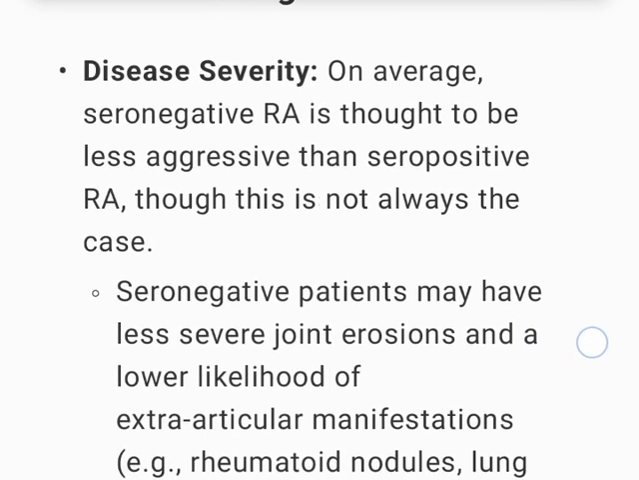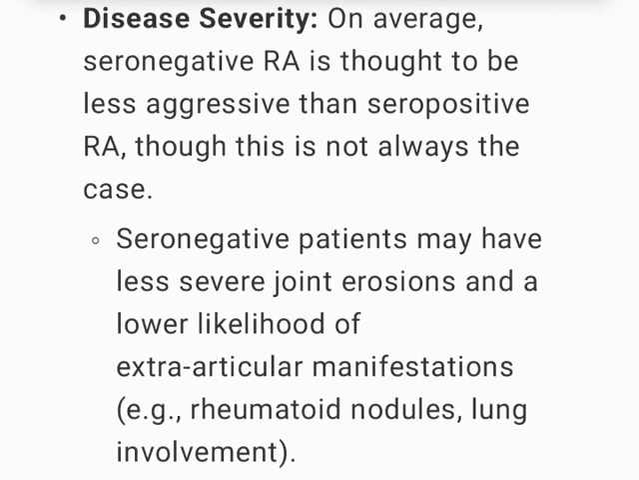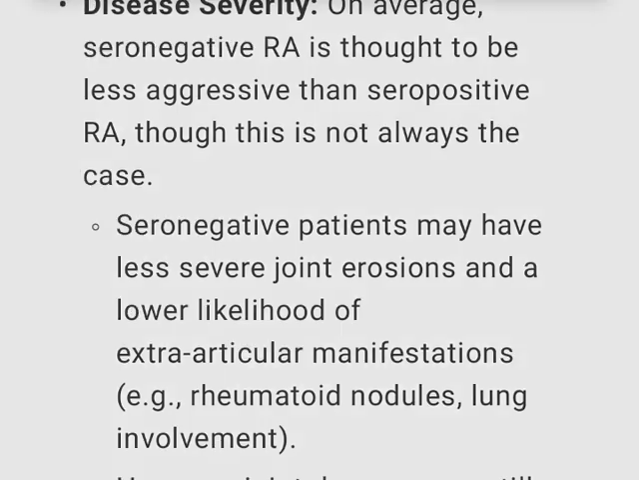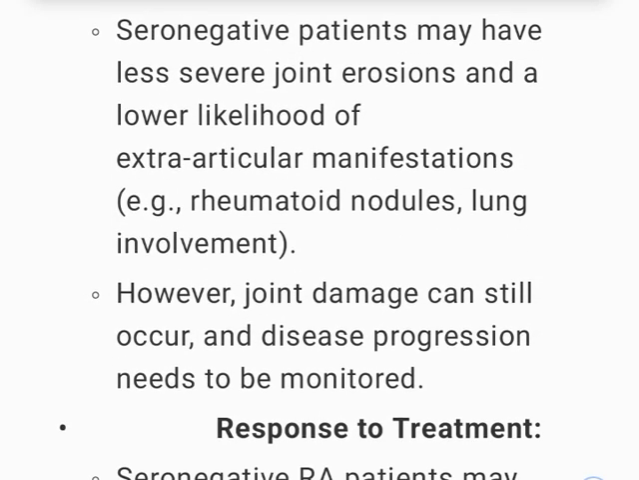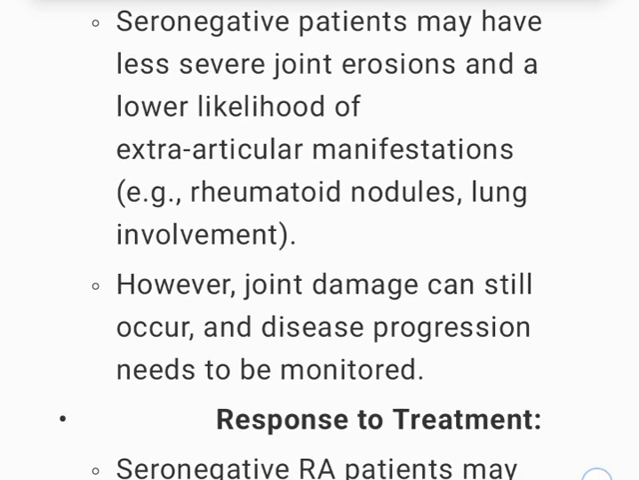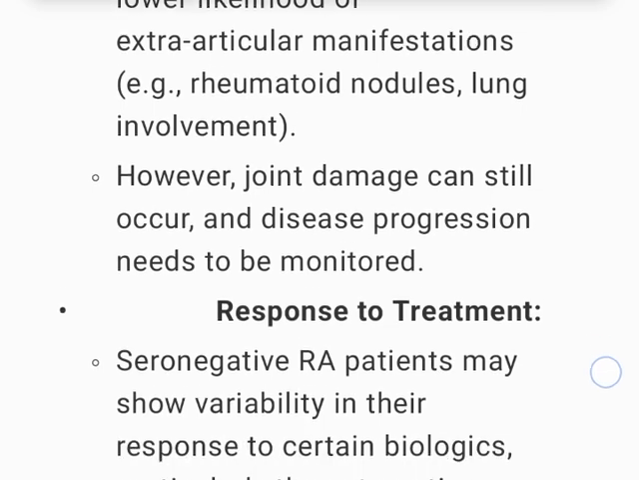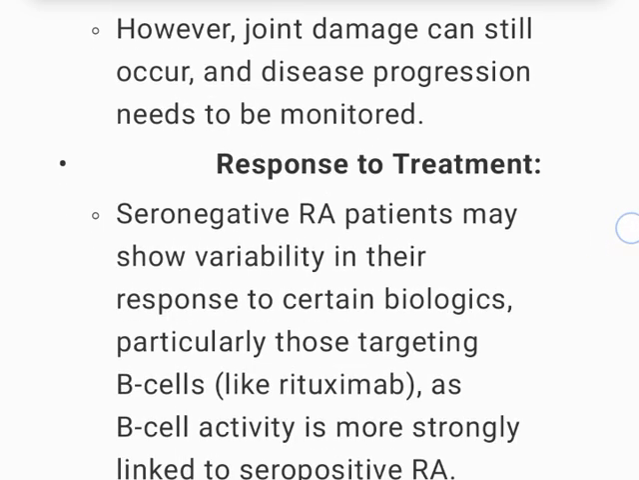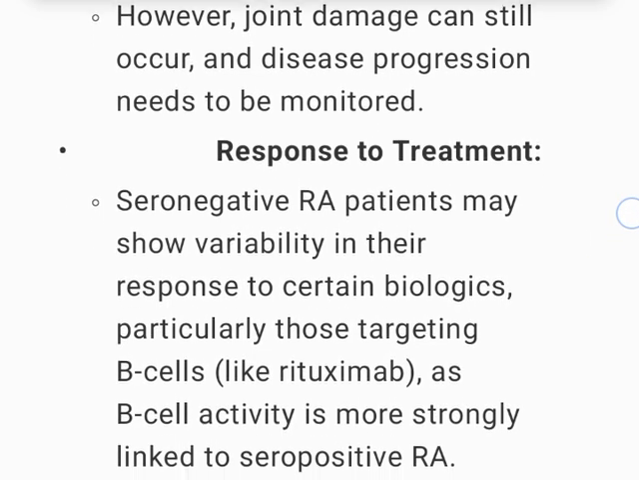Prognostic factors. Disease severity. On average, seronegative RA is thought to be less aggressive than seropositive RA, though this is not always the case. Seronegative patients may have less severe joint erosions and a lower likelihood of extra-articular manifestations, e.g. rheumatoid nodules, lung involvement. However, joint damage can still occur, and disease progression needs to be monitored.